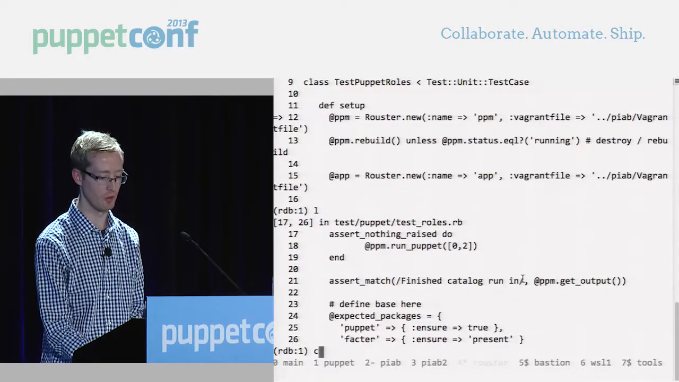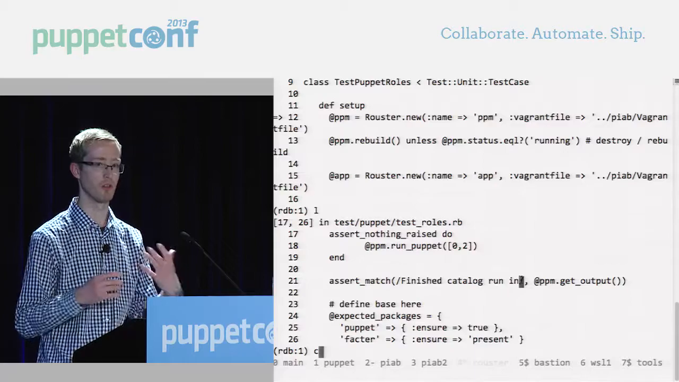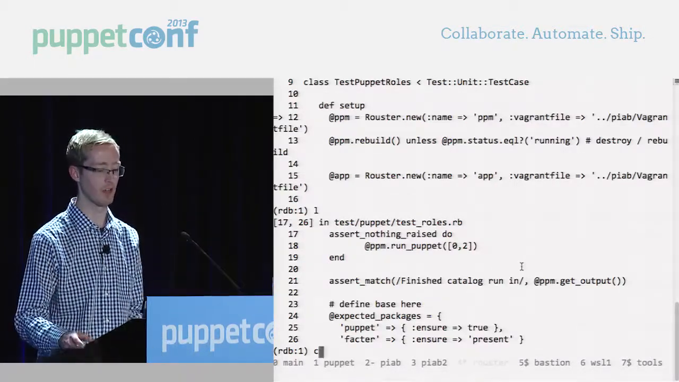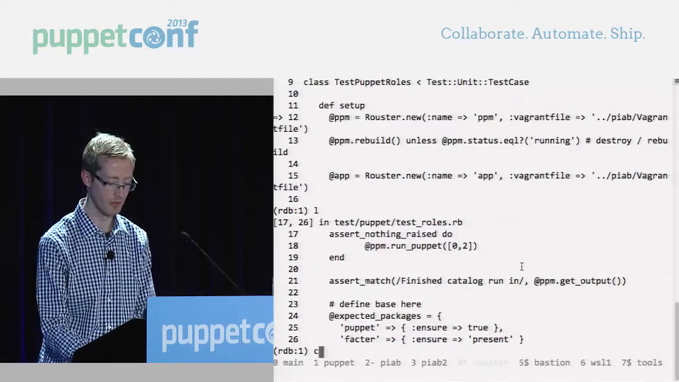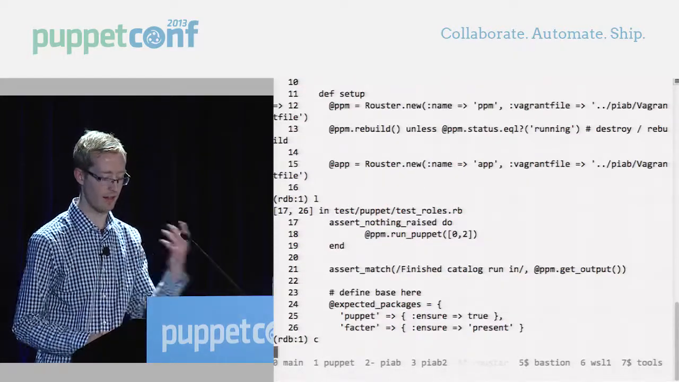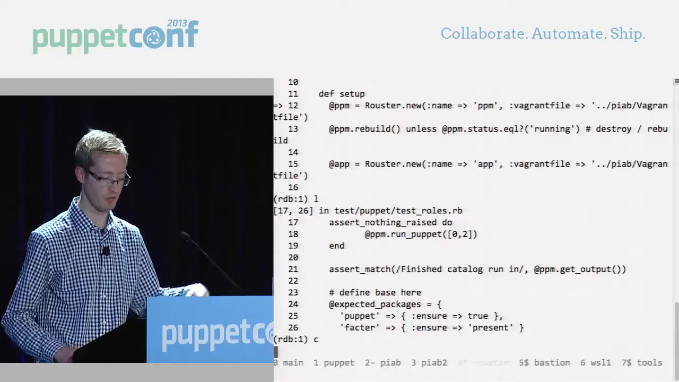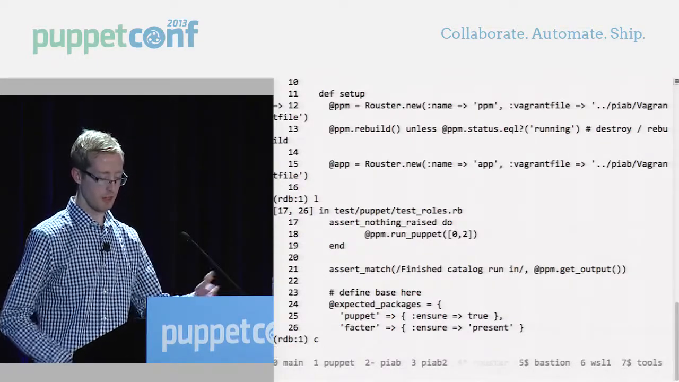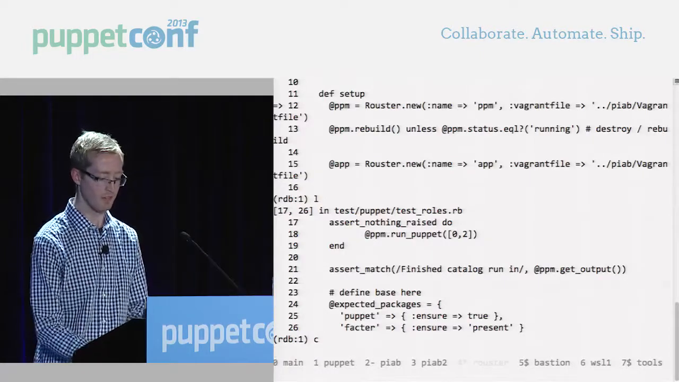And then the last thing we do before we start looking for specific packages and files is make sure that the finished catalog run was actually in the output. So let's continue on until after the Puppet run. I should have done that just before I started talking. But it should be pretty quick.